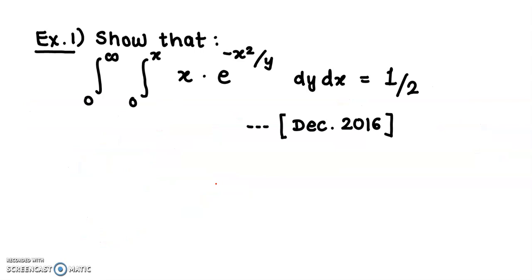So consider the example. Show that integration 0 to infinity, integration 0 to x, e raised to minus x square upon y, dy by dx, equals 1 by 2. This question was asked in the SPPU December 2016 exam. Now let's discuss its solution.